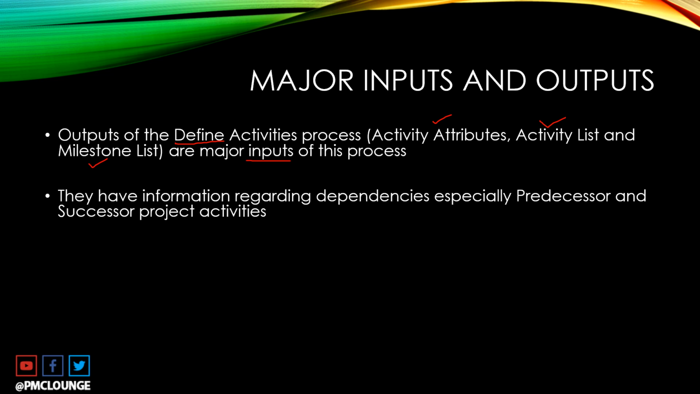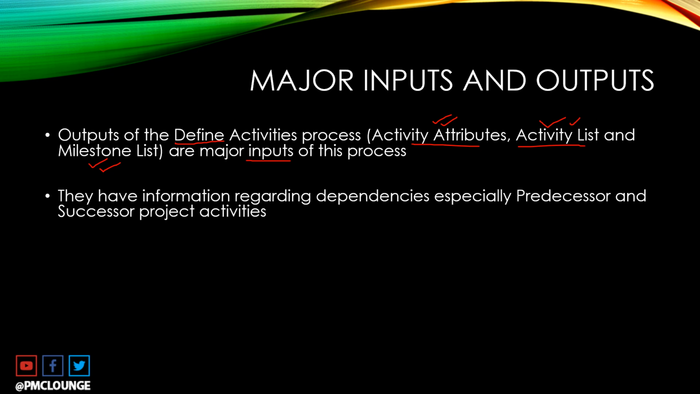Because these three, the activity attributes, the activity list, and the milestone list, contain information regarding the dependencies or the relationships, especially predecessor and successor project activities. So all the project activities will be listed in the activity list, but in the activity attributes, you will find information about the dependencies or the relationships that these activities have with each other.